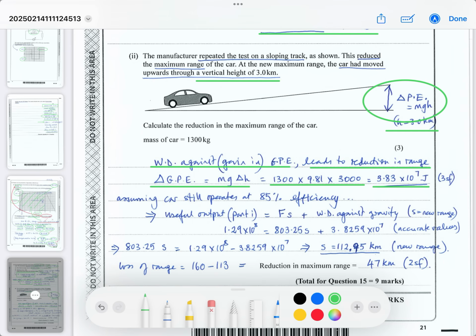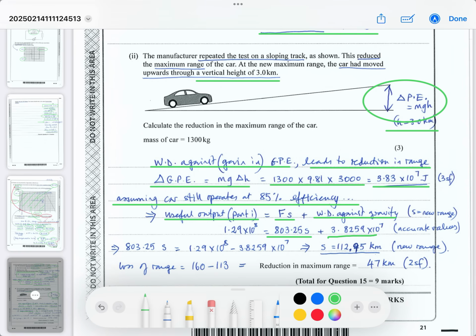Okay, assuming the car still operates at 85% efficiency, the useful output that we worked from part 1 we can use as being the force which we calculated in part 1, which is 803.25 newtons, plus the new range this time. So imagine it's still working at the same resistive force, plus the work done we just worked out against gravity, which was 3.83 times 10 to the 7.